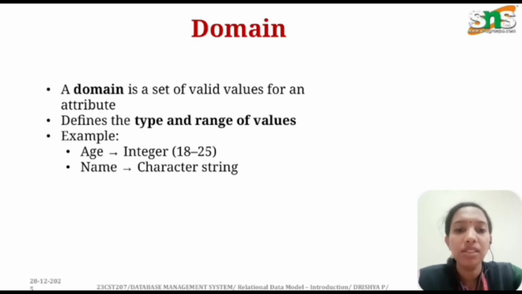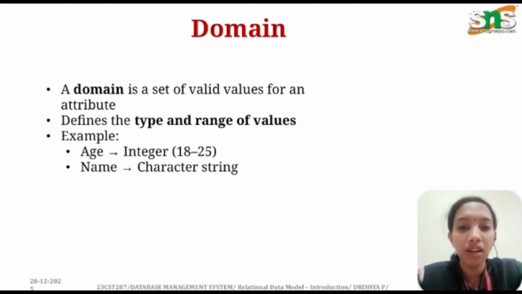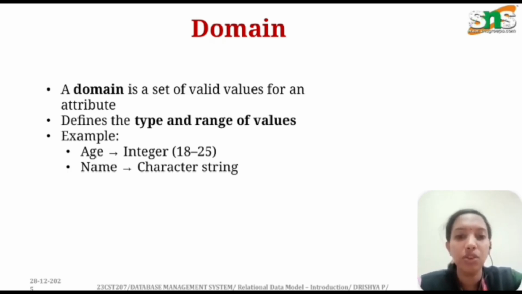Domain is the value in the table. A domain is the set of valid values for an attribute. Suppose we have a student name column header in the table, and we give the name Drishya here. That is known as the domain. It defines the types and the range of values. Example, age is an integer from 18 to 25, and name is a character string.